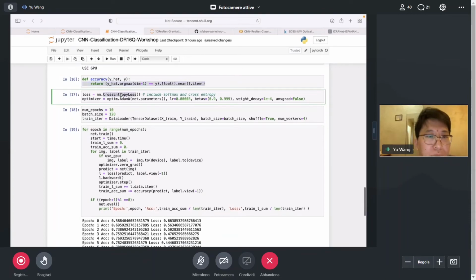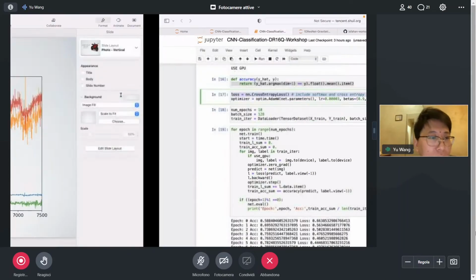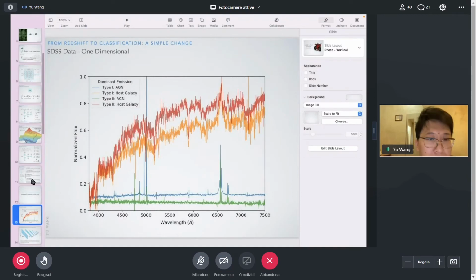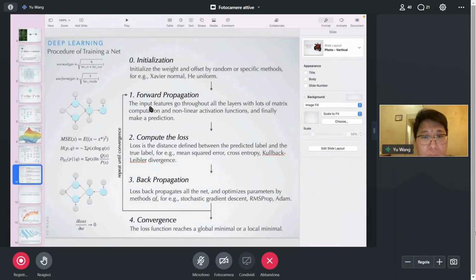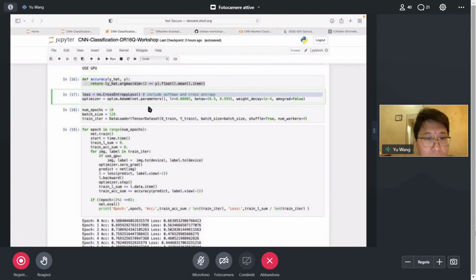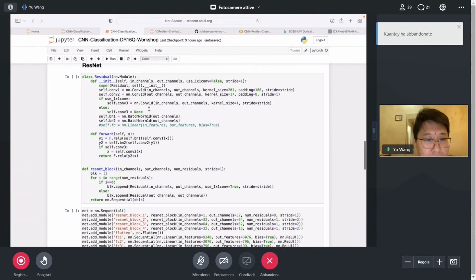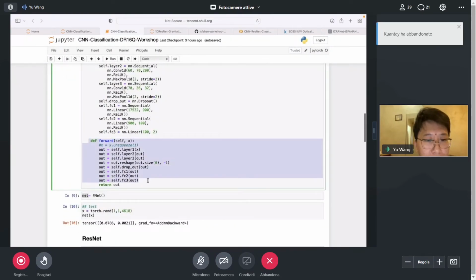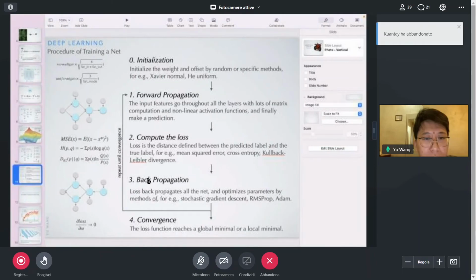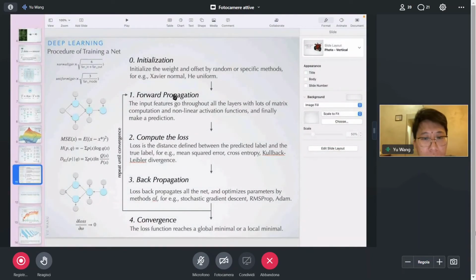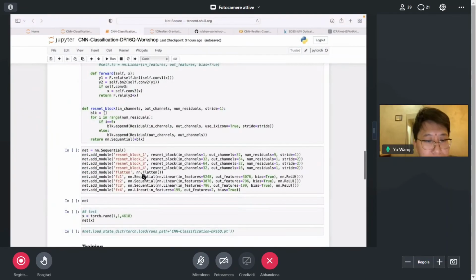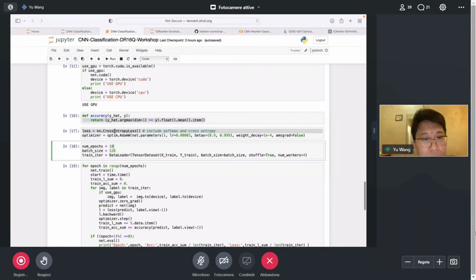And here's the loss function. Follow it here. The forward propagation we have shown here is the forward part. Forward propagation is defined, then we compute the loss. We define the loss here, and it's very easy. It's the function given by PyTorch.